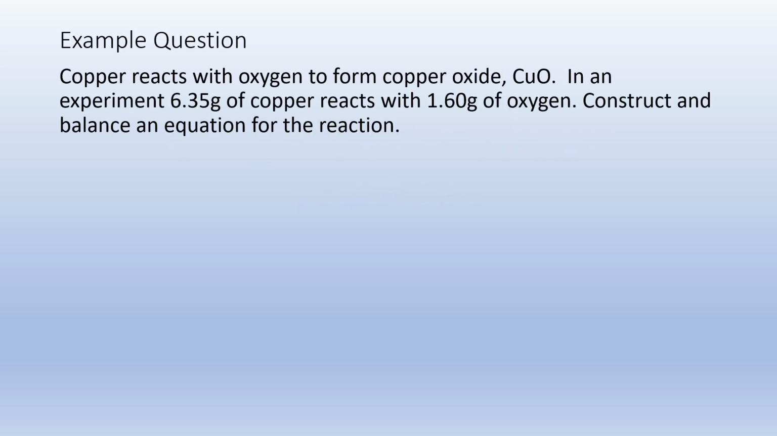Okay, so here's our example question, and the first thing I'm going to do is analyse this question with you step by step. So I like to use BUGS when I am analysing my questions. That stands for box, underline, glance and scribble. So this gives me an opportunity to really think about what this question is wanting me to do. So I'm going to box my command word. I need to construct and balance an equation for the reaction. Copper reacts with oxygen, so they're going to be two important elements, to form copper oxide. There is 6.35 grams of copper and 1.6 grams of oxygen.